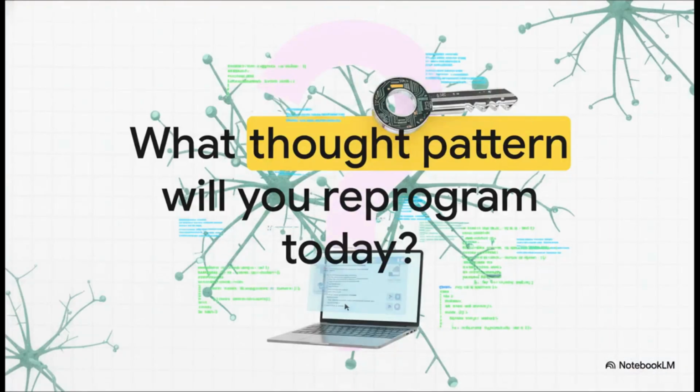Which brings us to our final thought for today's explainer. If your reality is largely built on a software loop and you have the developer keys, what will you reprogram today? Seriously, think about that one habit or that one automatic reaction you really want to change and start writing some new code.